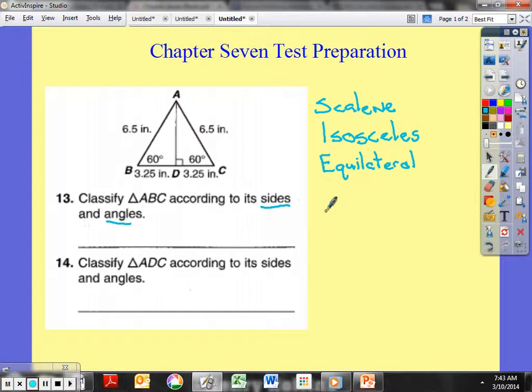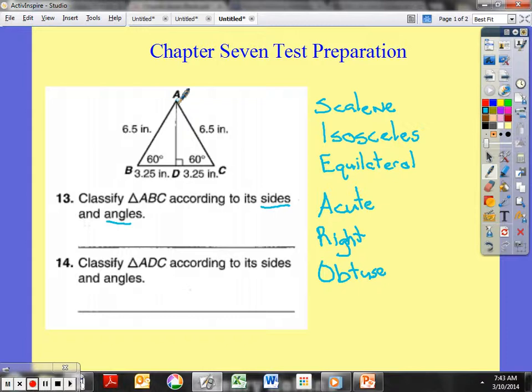Now we also have angles. We know we have an acute triangle where all the angles are less than 90. We also have a right triangle, where only one of the angles is a right angle. And we have obtuse. Now remember, obtuse is because there's only one obtuse angle. Taking a look at this.